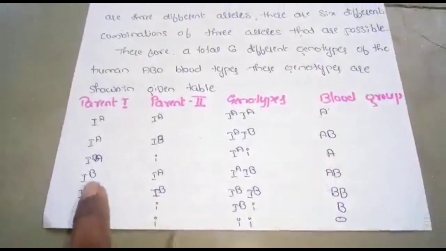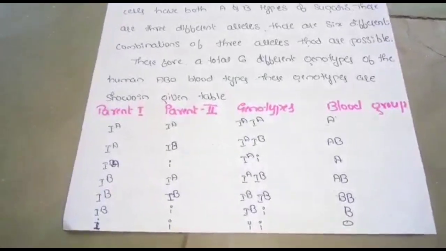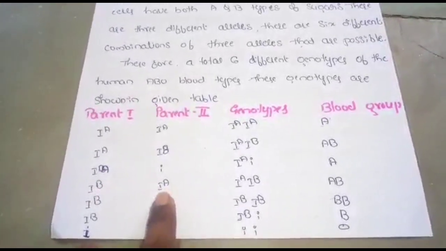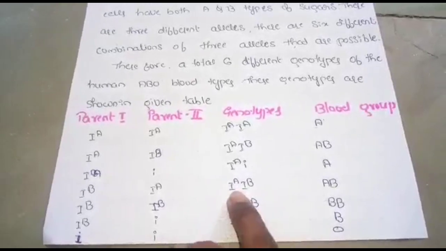Next goes to the parents: the father shows blood group IB, the mother shows IA. The possible genotype is IA IB.